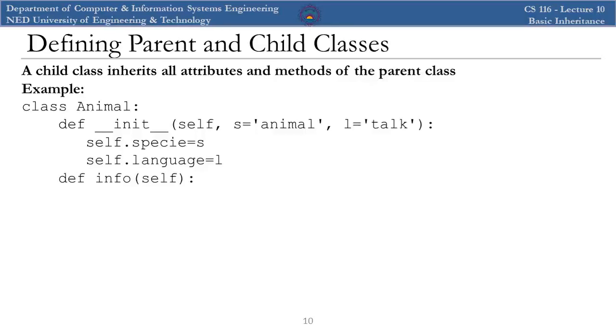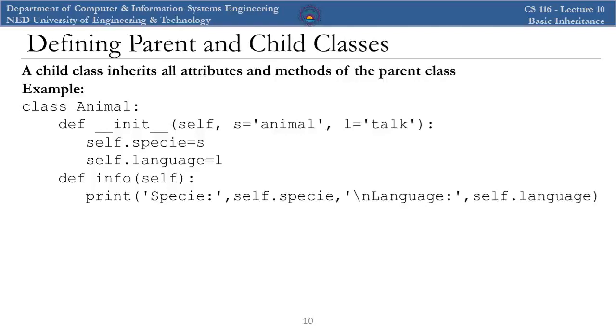This is the second method that I'm defining here. This method will simply display this info, right? So this is a print statement that I have created. This means that this method info will print species colon and the species of that object, and then backslash n means it will come to the next line and then it will print language colon and then the language. So basically we are trying to print the values of those instance variables in a specific format.